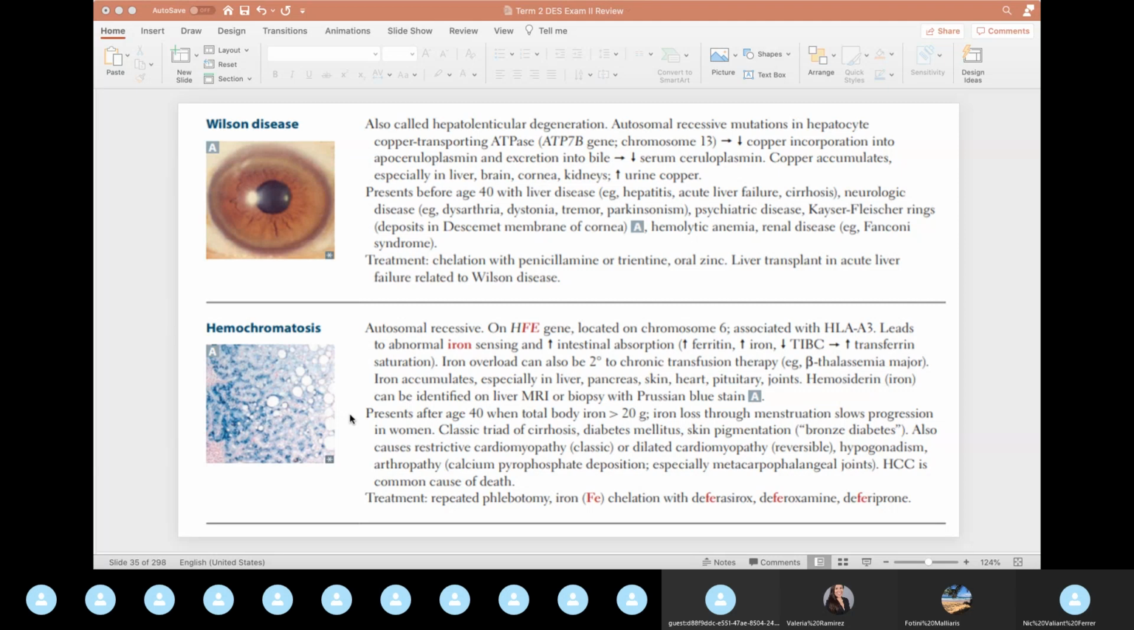Okay, that's the one we discussed. Women are not prone to hemochromatosis. Why? Because every month they have menstruation. They do not have increased risk of hemochromatosis up until menopause, though.